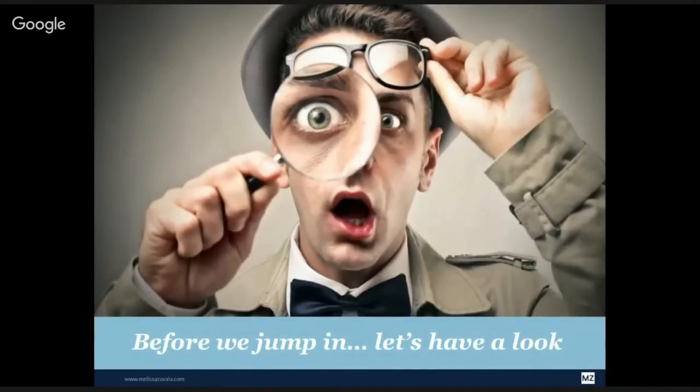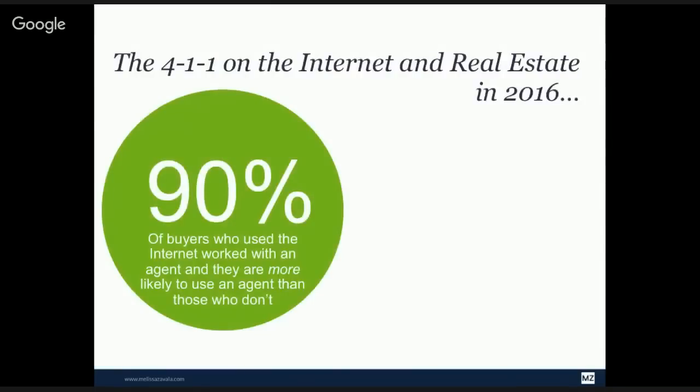But today, it's all about you and how to convert your internet leads. It's not about me. So before we jump in, let's have a look at the technology and also the stats. The stats for internet and real estate in 2016 look like this. 90% of buyers who use the internet worked with an agent, and they are more likely to use an agent than those that don't. So that's good news. All of the people that are using the internet, 90% of them would still work with an agent, which is really good news because we tend to think that those products on the internet are going to be stealing away our clients, but in fact, they're just facilitating things for everyone else.